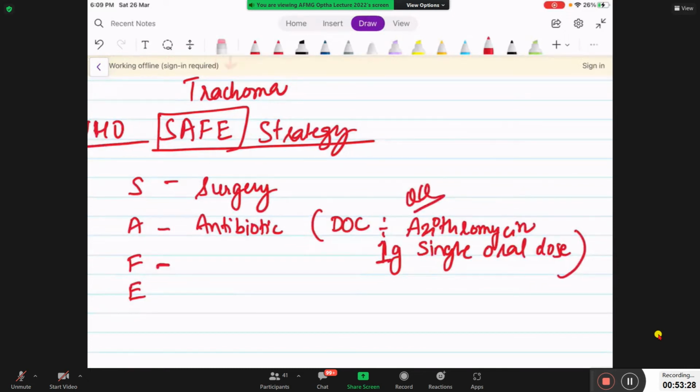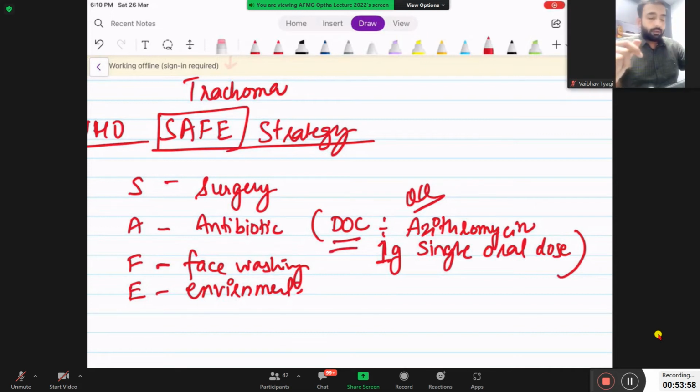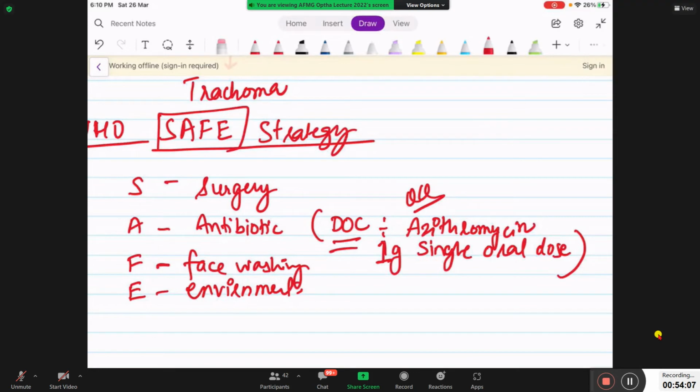F stands for face washing. The patient is advised for facial cleanliness. And E stands for environmental cleanliness, maintain hygiene. So out of SAFE strategy, the question is asked on drug of choice for trachoma, and the answer is azithromycin, 1 gram, single oral dose is prescribed to the patient. Okay.